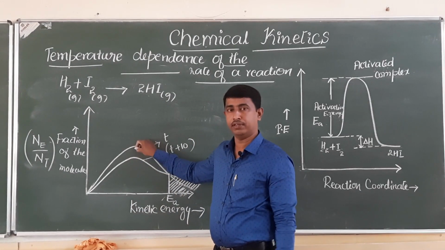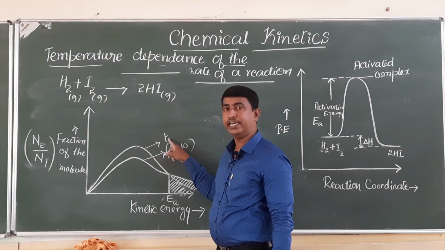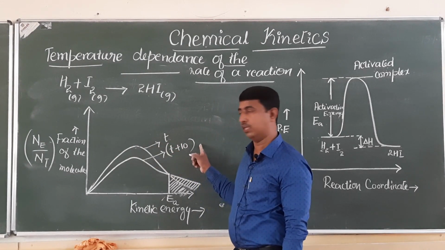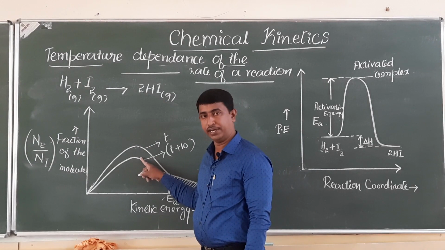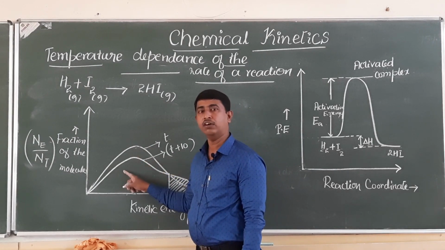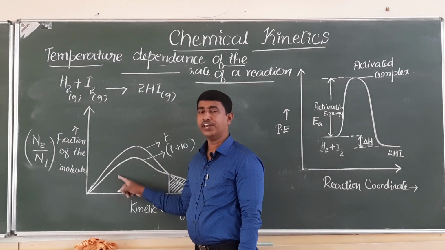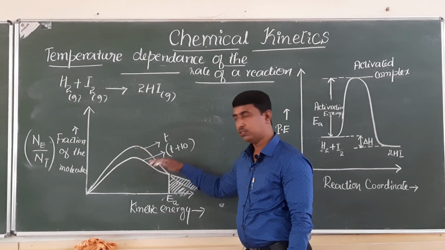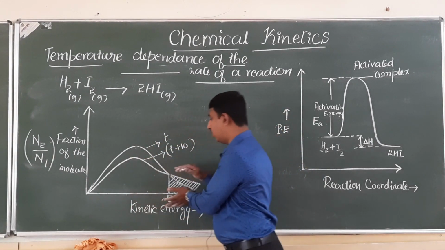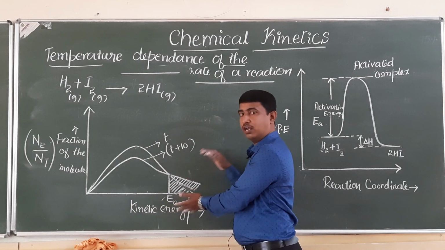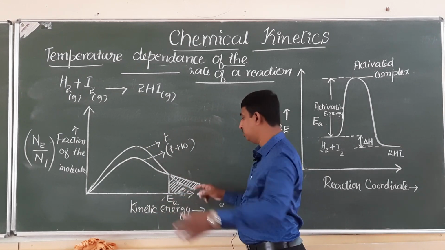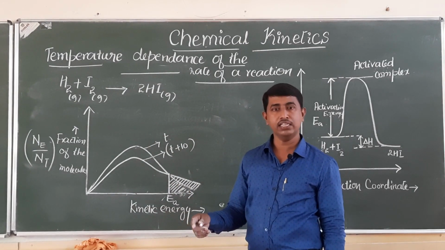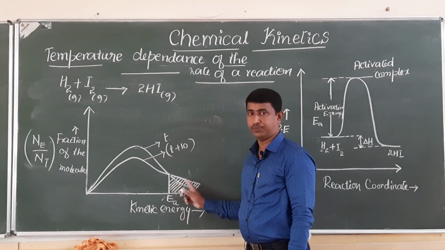This is the initial peak, that is at temperature T degree Celsius. This is upon increasing the temperature by 10 degrees. So the peak of the curve gets reduced. This is due to shifting of the molecules from lower energy to higher energy. So P gets reduced, and when P gets reduced, on the right side the curve broadens. So the fraction of the molecules with energy EA or greater than EA increases.